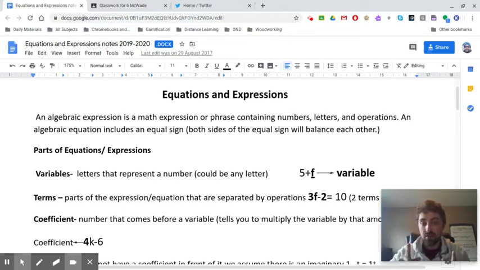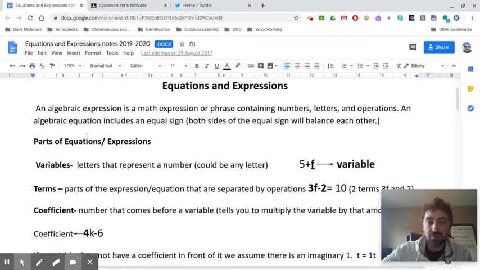So that's the first thing that we look at, is that an expression is just a phrase containing numbers and letters and operations together, while an equation has an equal sign. And both sides of those equal signs will be equal to each other in terms of their value. So both sides of the equal sign will balance each other out.